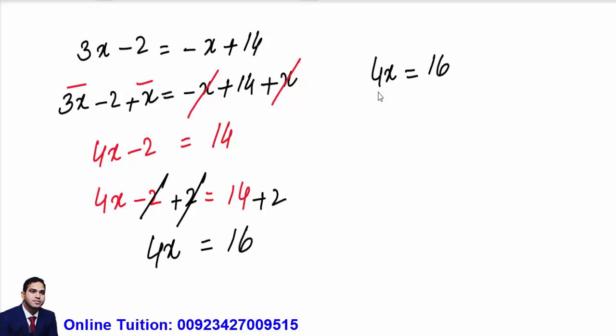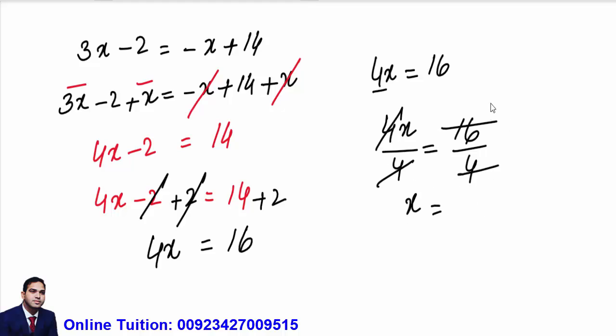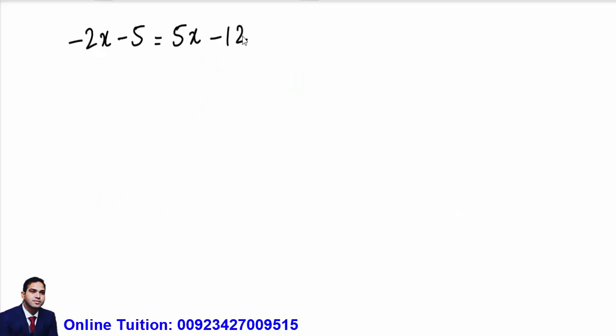Now after that, we have to remove this 4. For this, 4x divided by 4 is equal to 16 divided by 4 on both sides. This will be cut off, and this is x, and 4 ones are 4, 4 fours are 16. So this is 4. This is the answer of x. We have a question now: -2x - 5 = 5x - 12.